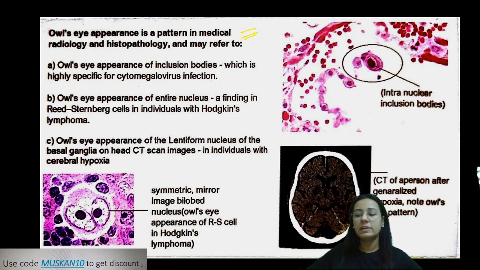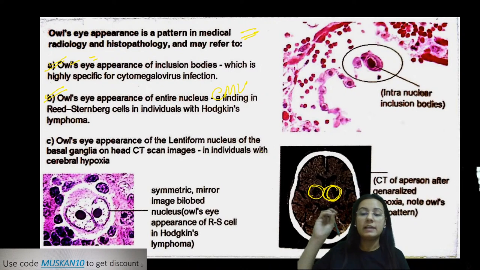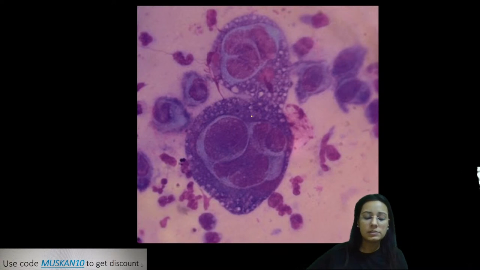That is owl eye appearance, where is it seen? One is in the cytomegalovirus that you've already seen, another is the Reed-Sternberg cells, that is the entire nucleus. It is seen in the Reed-Sternberg RS cells of Hodgkin's lymphoma. Iske alawa owl eye appearance also seen in the basal ganglia, that is the lentiform nucleus of the basal ganglia, with person having the cerebral hypoxia. Okay, so remember this, that intranuclear owl eye appearance inclusion bodies are seen in the Hodgkin's lymphoma. Okay, and the other is that we see in the cytomegalovirus and in the cerebral hypoxia, that is the lentiform nucleus of the basal ganglia. Right, now this is what this is.